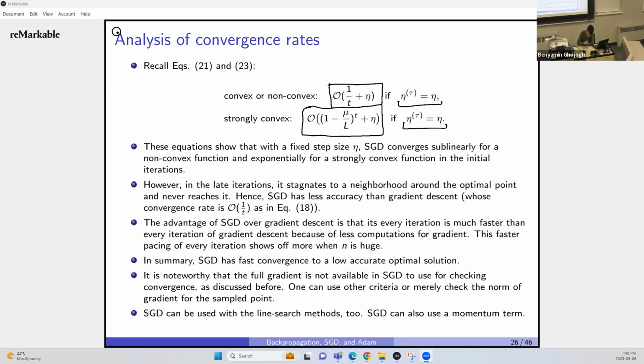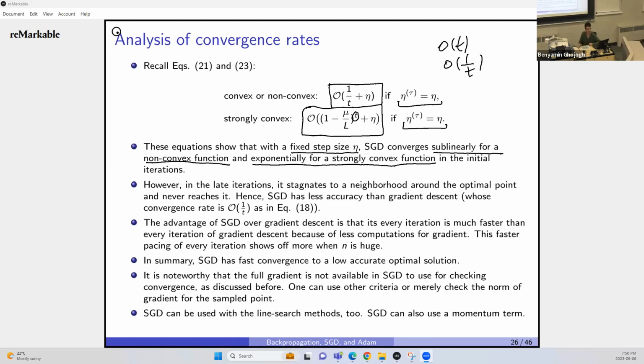These equations show that with a fixed step size, eta, SGD converges sublinearly for a non-convex function. It's sublinearly, 1 over t. Linearly, this is linearly; 1 over t is sublinearly. It's sublinearly for a non-convex function and exponentially for a strongly convex function. T here is in the exponent, right? What does it mean? If the function is easy to optimize, it's strongly convex, SGD is much faster. It's exponential. But if it's non-convex, or convex but not strongly convex, it's slower to converge.